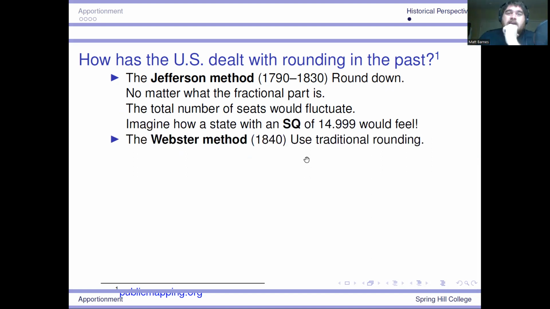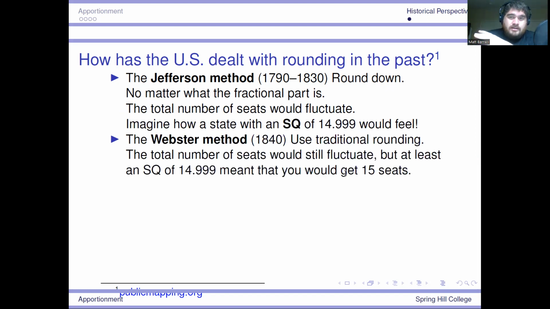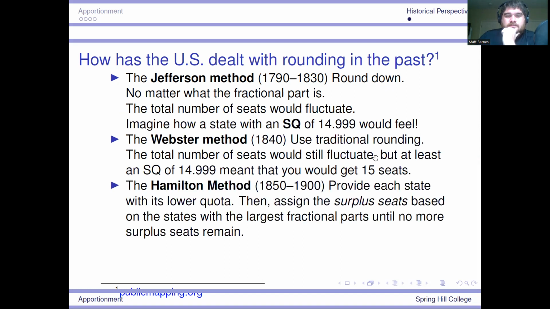And say, okay, well, let's do something a little different. So the Webster method just used traditional rounding. Now the numbers still fluctuated, but at least this meant that if you had a really high fractional part for your standard quota, you would at least round up and you would get that extra seat. So it fixed one of the problems, but not really the other.